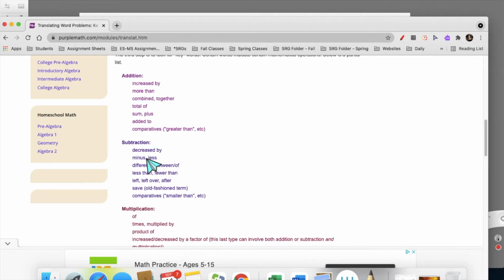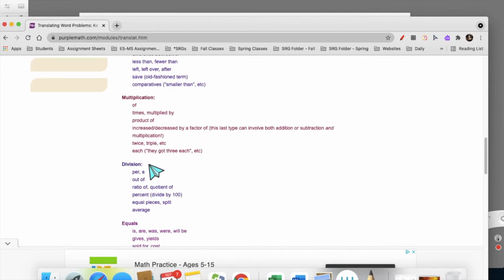So hopefully these are a little easier to identify when we look at them. Are we looking at a problem where they're asking us to increase the amount or decrease the amount? Then we can identify addition or subtraction. Multiplication and division, a lot of the time they're going to use of, times, multiplied, product. These are very common words, these first few. Also, each is another one that's pretty common to use. Twice, triple, again, if you hear twice the number of or something like that, it means multiply by 2. If you hear triple or 3 times as many, of course they're asking you to multiply by 3.